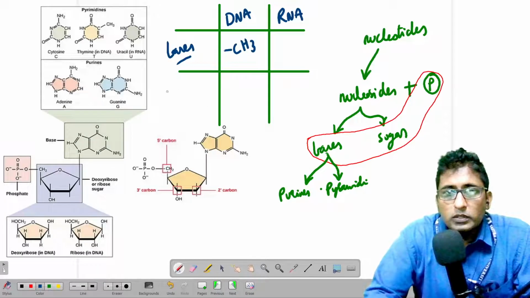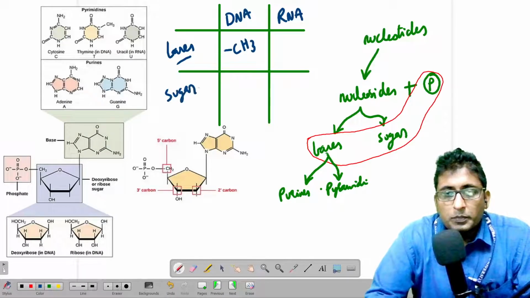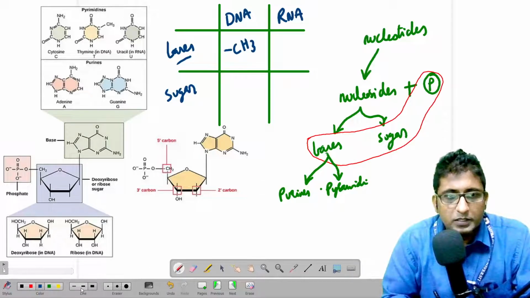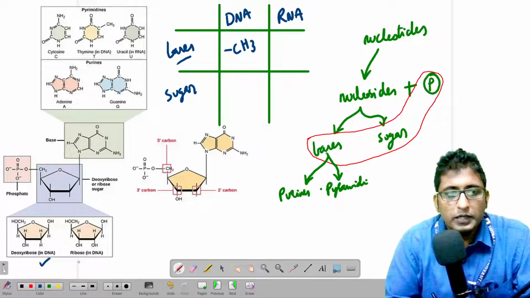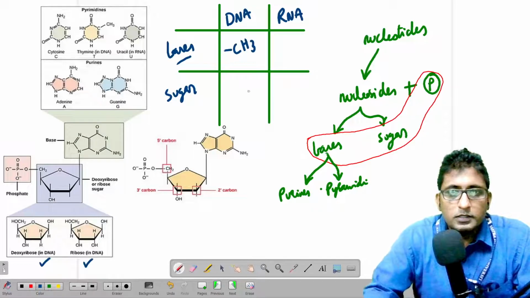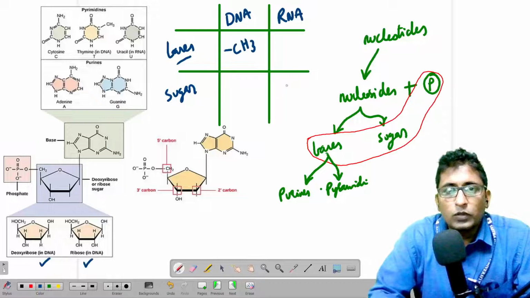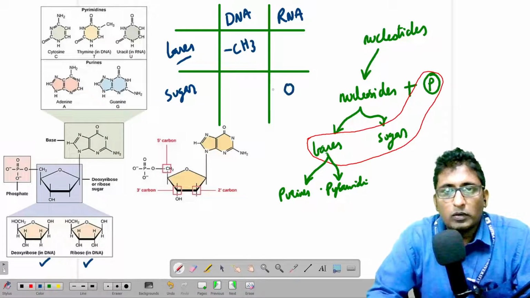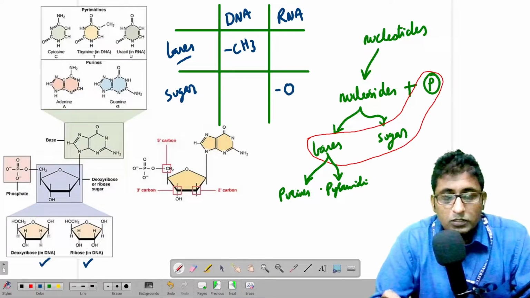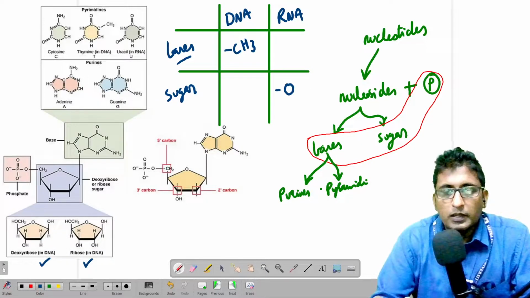And if we look at the sugars, the pentose, we have differences in DNA and RNA. Basically, in DNA we have deoxyribose and in RNA we have ribose. The difference between these two is that in RNA you have one more oxygen than the deoxy. So that is, strictly speaking, how we can say the differences are at the level of chemical components.